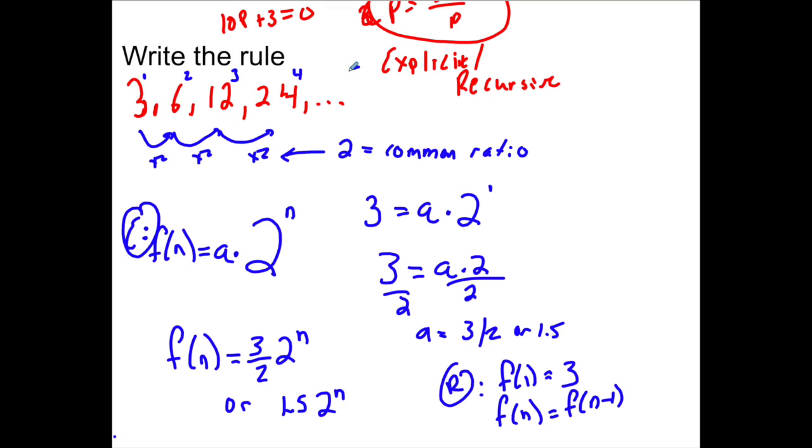So imagine I wanted to know the fifth term. Using this rule, what would I do? I would take the fourth term and multiply by 2. And then if I wanted the sixth term, I would take the fifth term and multiply by 2. And so if I wanted any other term other than the first, what I'm doing is going back to the last term and multiplying by 2.